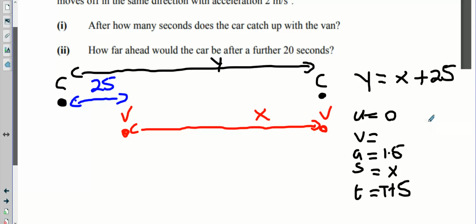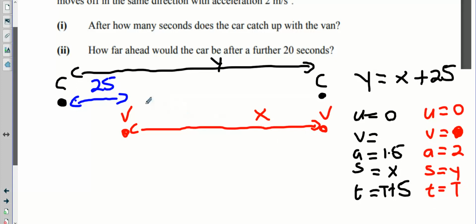Okay. Now, what about the second one? This is the car. Now, what about the car? U is 0, V. Anybody? We don't know, sorry. A, 2, S. What's S, lads? What letter? Y. T. Just T. Now we're in business, okay?